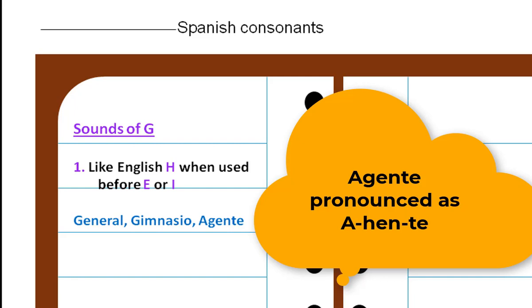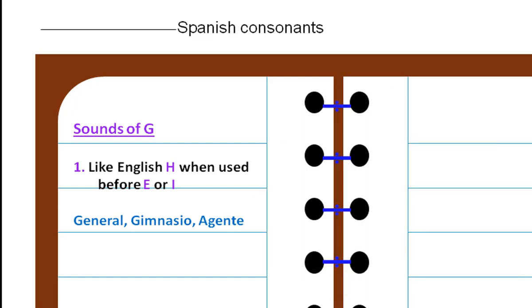General, gimnasio, agente. So the rule is that G sounds like English H when used before E or I.